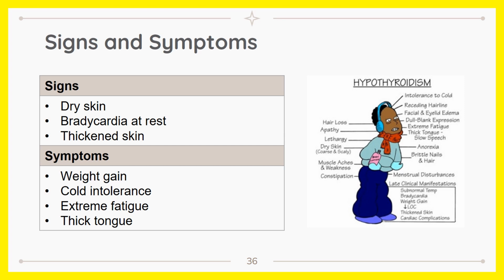For hypothyroidism, it is the opposite, like I mentioned, of hyperthyroidism. So we're seeing a lot of dry skin, bradycardia at rest, thick skin, weight gain, cold intolerance, extreme fatigue, and then a thick tongue. There are additional signs and symptoms that are highlighted on the right here with this image as well.